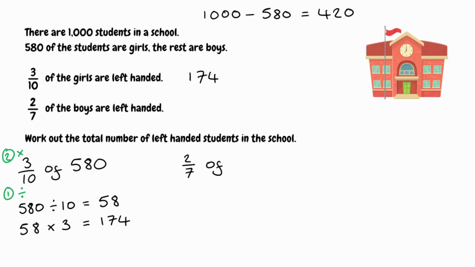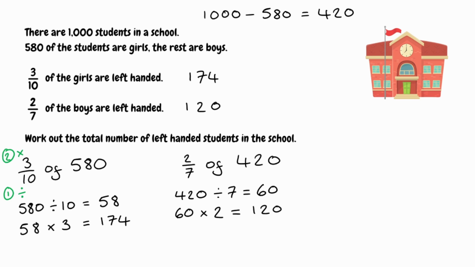So we're trying to figure out 2/7 of 420. And then again, we're going to follow our two steps. We're going to take our 420, and for the first step, we're going to divide by the denominator. So we're dividing by 7. Well, if we do 420 divided by 7, that's going to give us 60. We then take that 60 and we multiply it by the numerator, which in this question is 2. So 60 multiplied by 2 is 120. So 120 boys are left-handed.